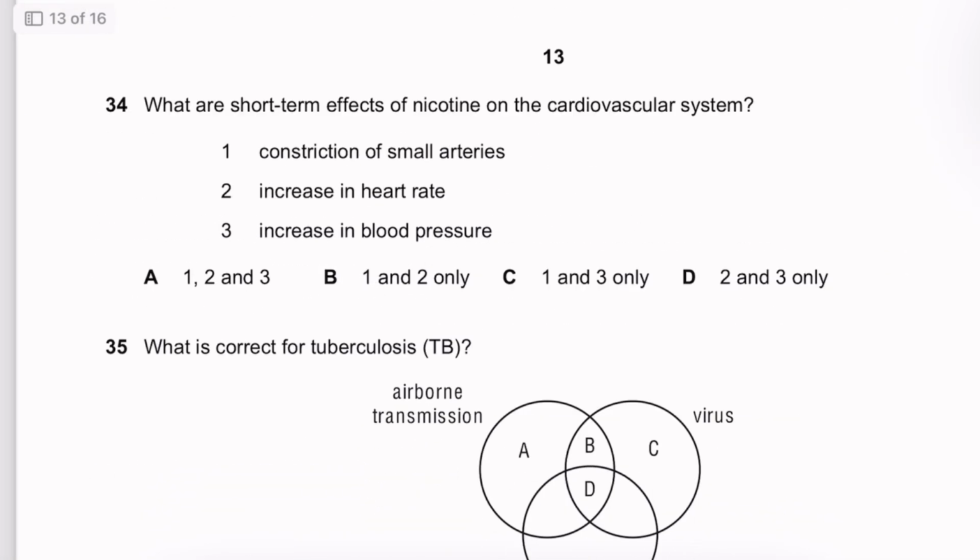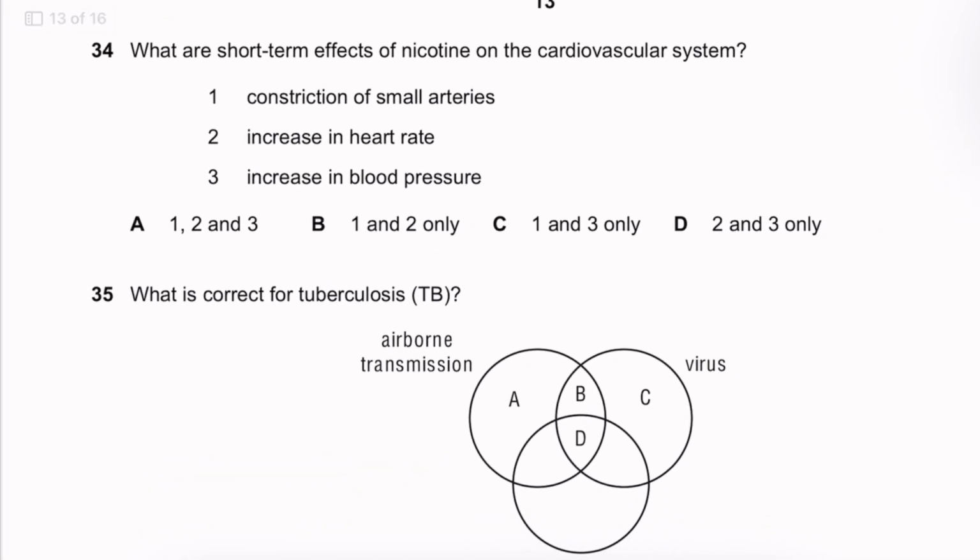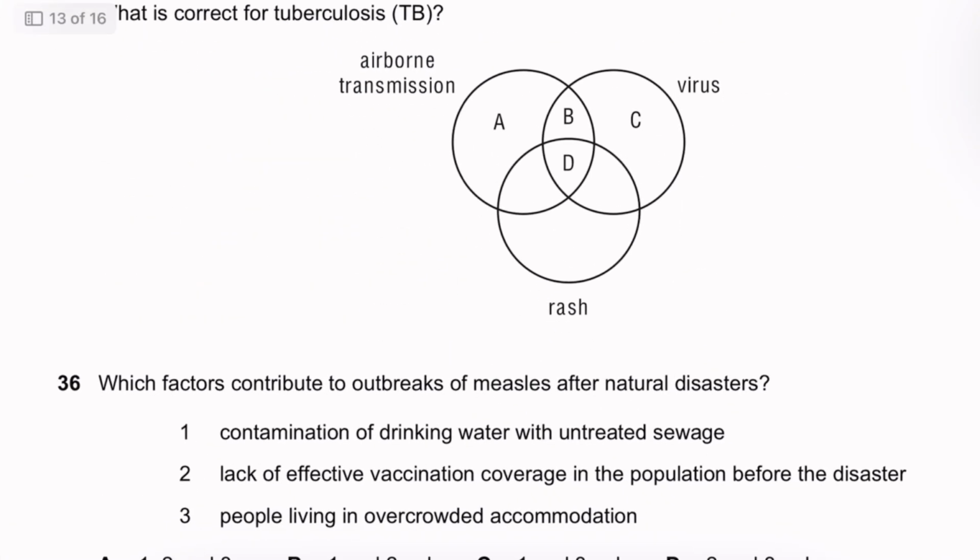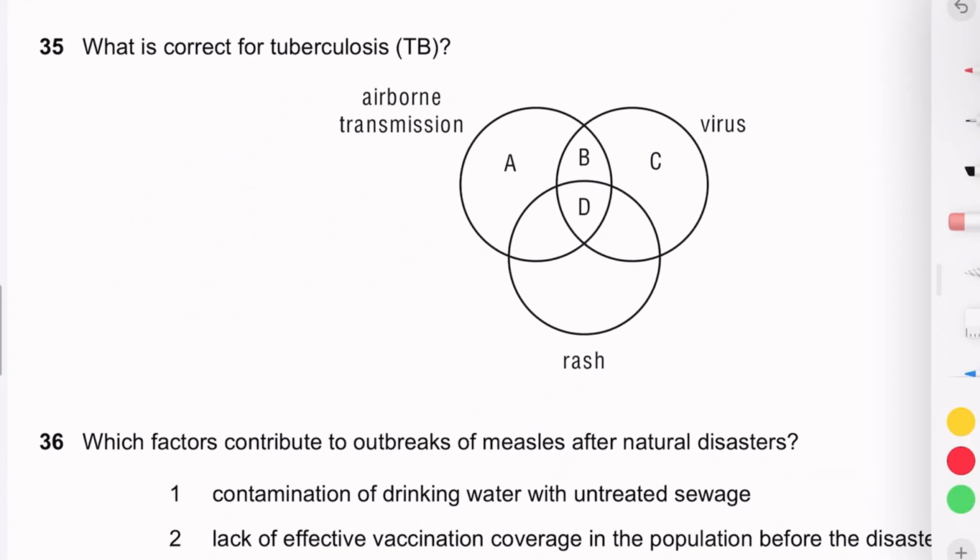What are the short-term effects of nicotine on the cardiovascular system? Nicotine on the cardiovascular system is not in the syllabus, therefore we can cancel question 34. What is correct for tuberculosis? Tuberculosis is an airborne transmission. That is true. Is it caused by a virus? No, it's caused by a bacterium.